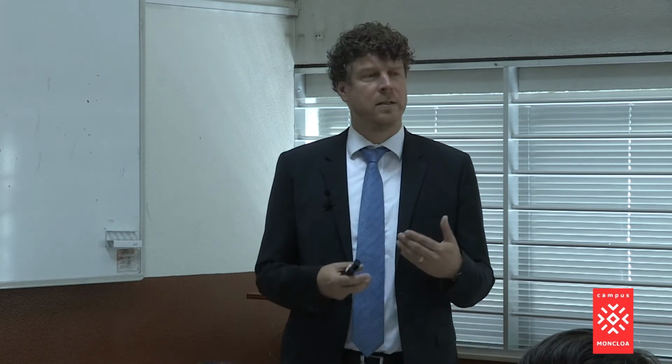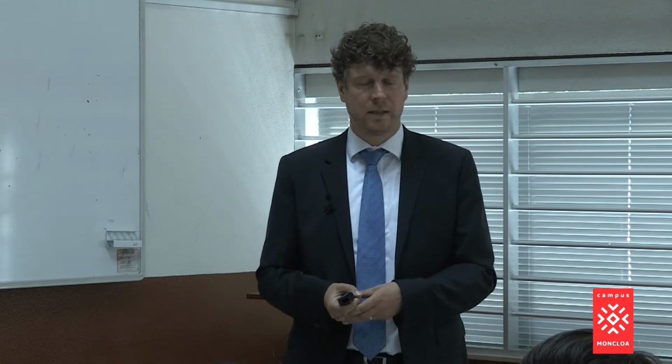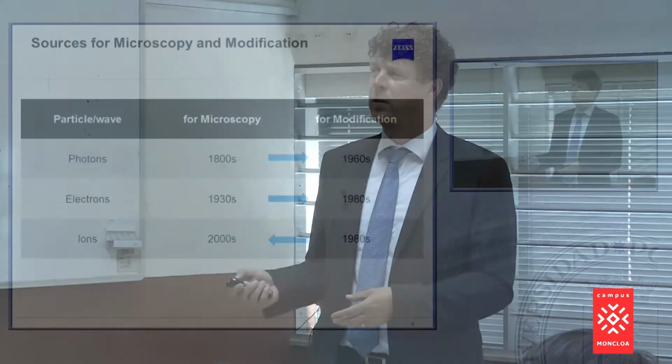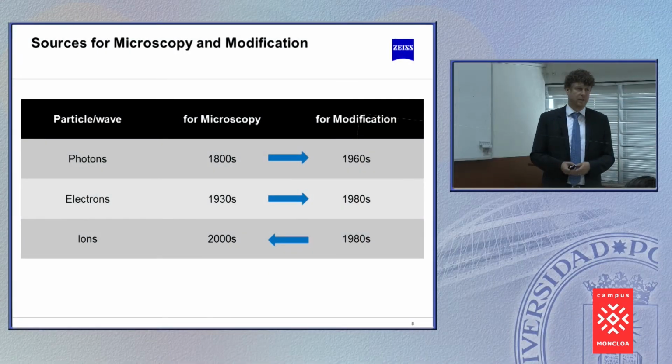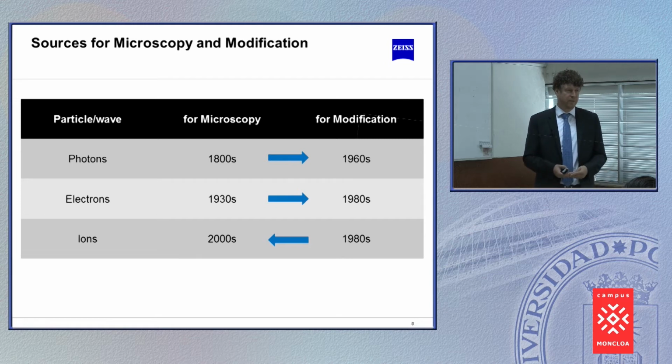For the ions, it's vice versa. They were first used for modification in the 80s, and later, in the 21st century, we started to use them for microscopy. And this has a lot of advantages in microscopy. Some customer told me that ions are the electrons of the 21st century.